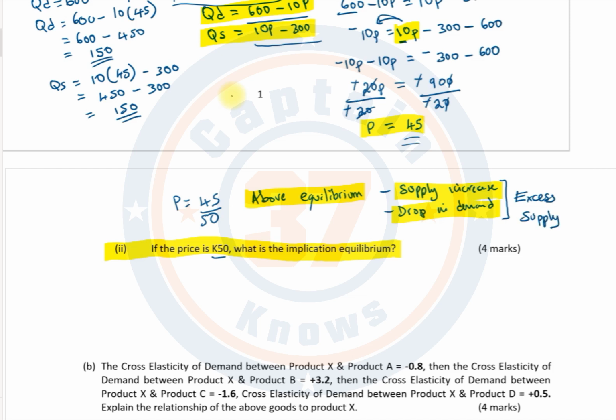And so, to get your points, really, you had to be clear to say the implication is that, as already stated, it's above the equilibrium price, and therefore there's going to be an increase in supply and a decrease in demand, and this is what is known as excess supply.